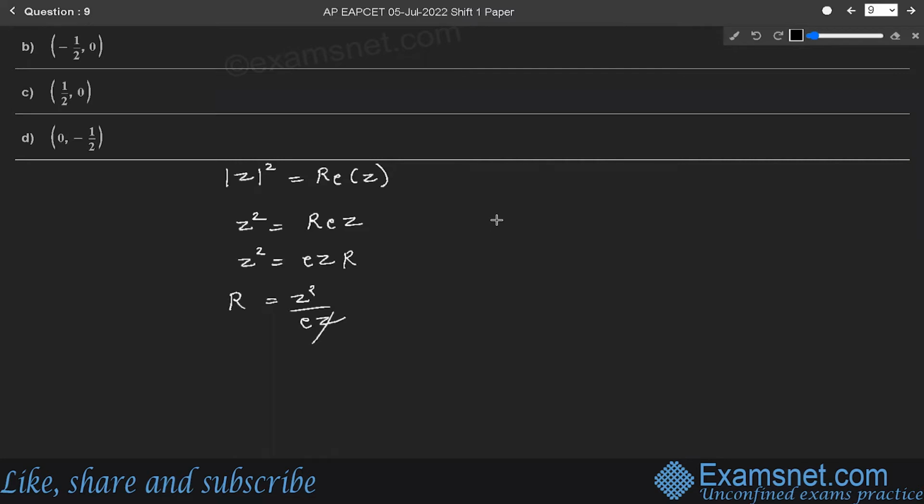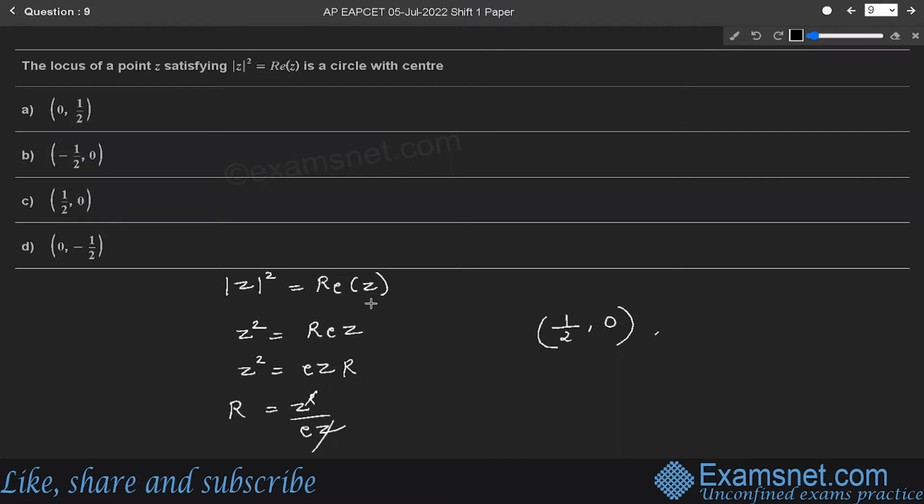So from here, the value of Re z will be z z conjugate upon z, and z will be cancelled. So we can say that the value of Re z will be z, and here z is not equal to 0. It means the center is half and 0. So we can say that the locus for this question is 1 by 2 comma 0. So option C is the correct option for this question.